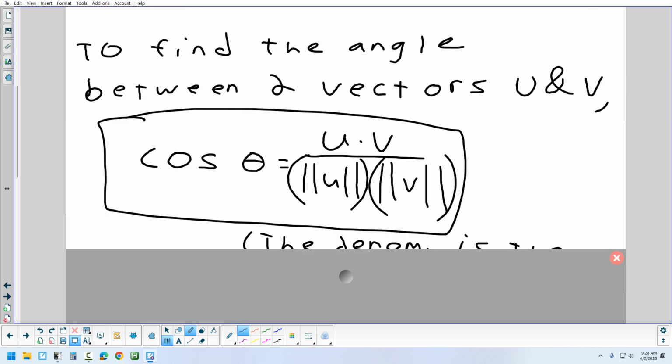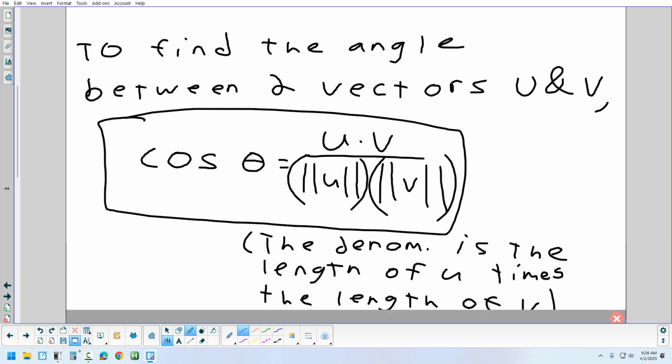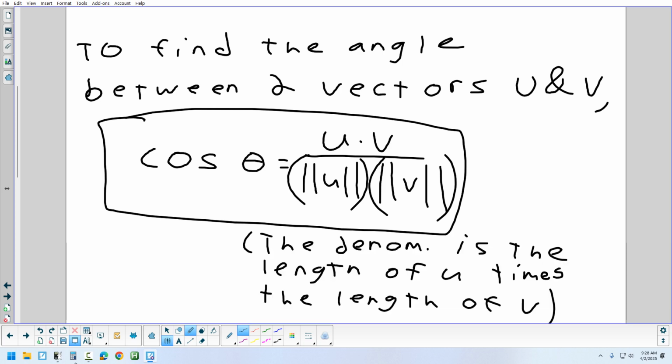So that's what we just wrote down. So to find the angle between two vectors, the cosine of the angle is the dot product over the product of the magnitudes. Remember, magnitude just means length. So the denominator is the length of u times the length of v. So there's three things you have to find when you want to do an angle. You need two magnitudes and a dot product. You got to do all three. Unless it's a special case, then you might have a shortcut and not have to do all three. But we'll see.